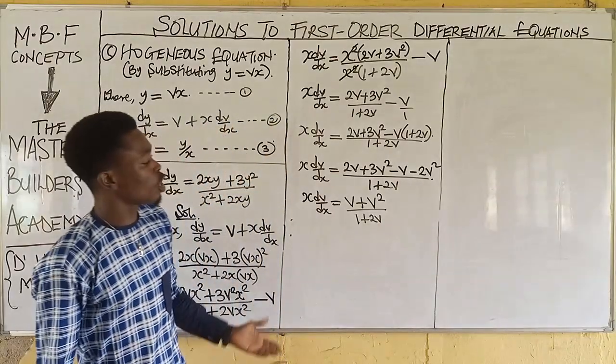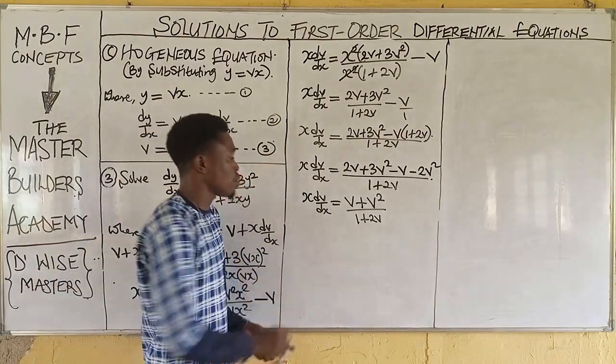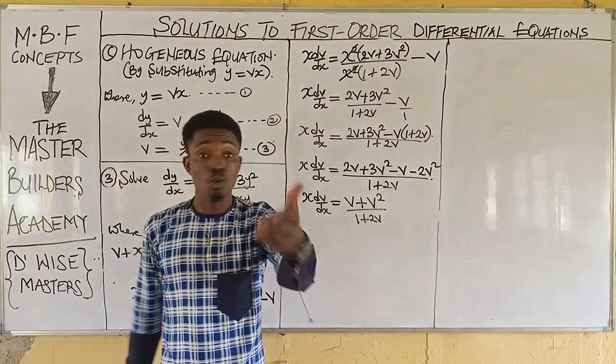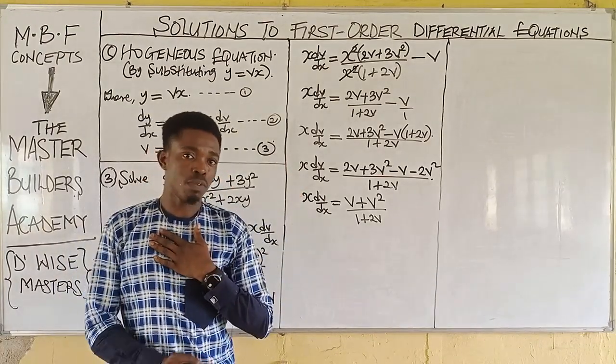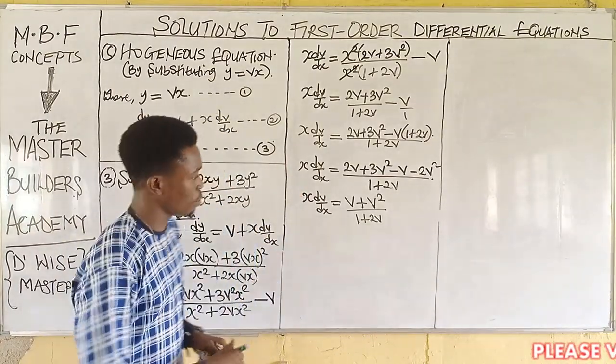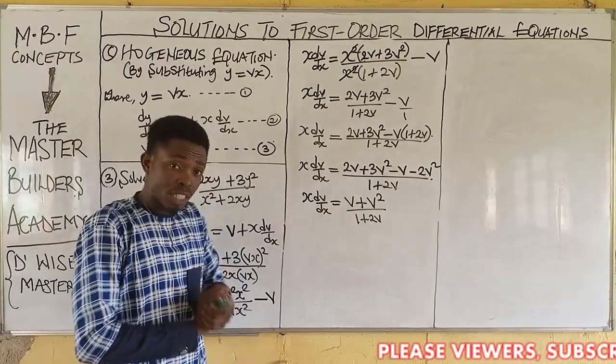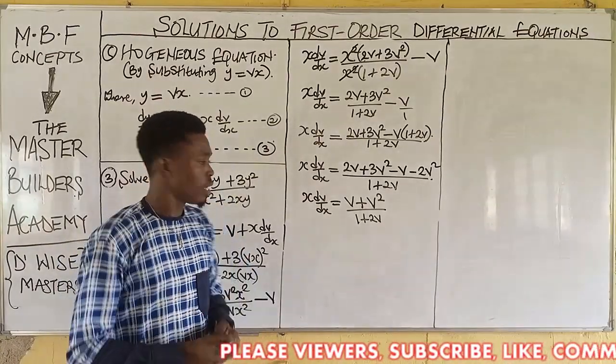The next thing we are quickly going to do is to separate the variables. Now I want to teach you another method I have not taught you before. Another short way to separate the variables under homogeneous equation. Another short way. Now listen carefully.